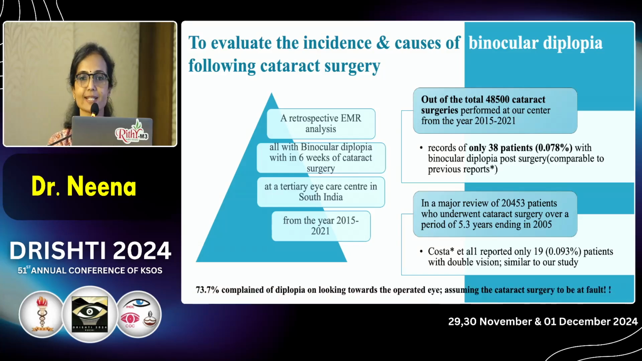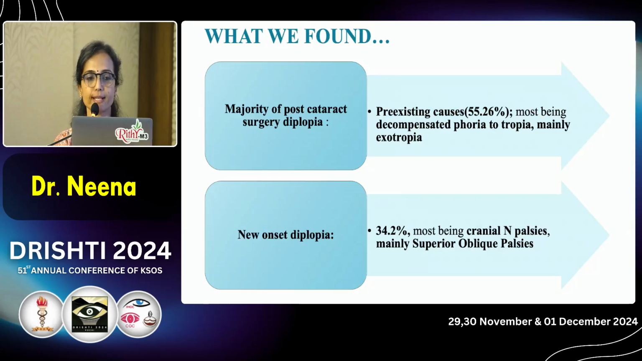But you know what? Surprisingly, 74% of all these patients who had binocular diplopia had double vision looking towards the operated eye, and they attributed everything to the surgery. So that is the big catch here. So what we found was that the majority of post-cataract surgery diplopia is due to a pre-existing cause, most commonly being a decompensated phoria to tropia, mainly exotropia.